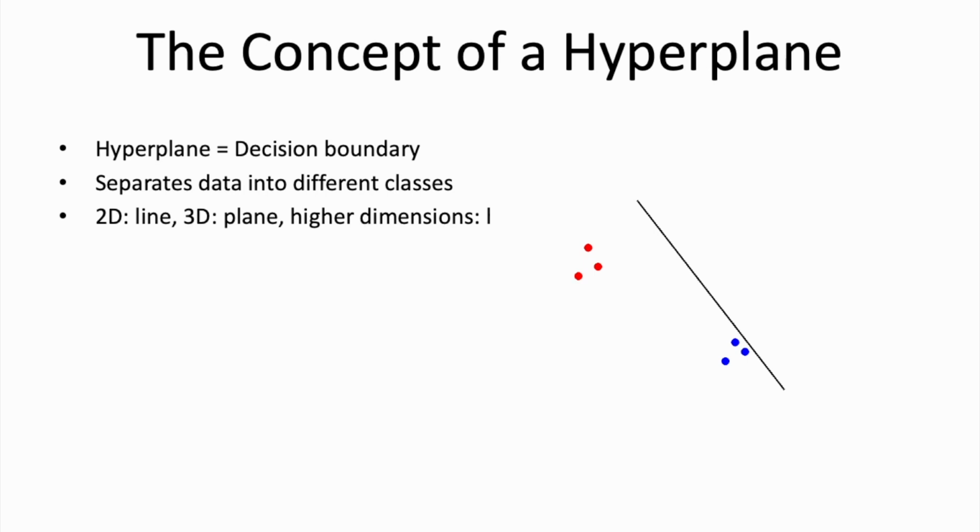What is a hyperplane? A hyperplane is just a fancy word for the decision boundary that separates classes. In two dimensions, it is a line. In three dimensions, it is a plane. And in higher dimensions, it is called a hyperplane. SVM aims to find the one that not only separates the data but does so with the maximum margin.